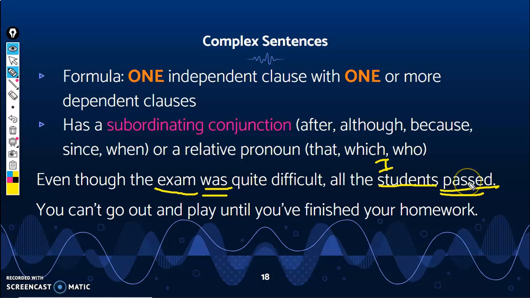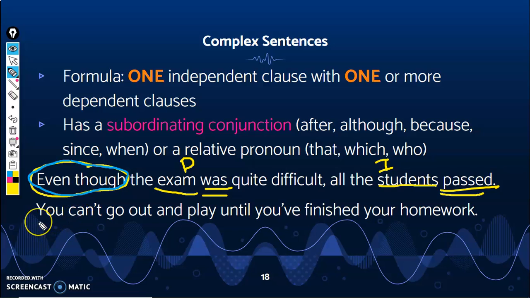All the students passed can stand on its own, so it has an I that we put, or an independent. This one, even though the exam was quite difficult, needs more information, so we would label it as dependent. What shows us that it needs more information is the subordinating conjunction that we're getting at the beginning here with even though. Okay, next example.